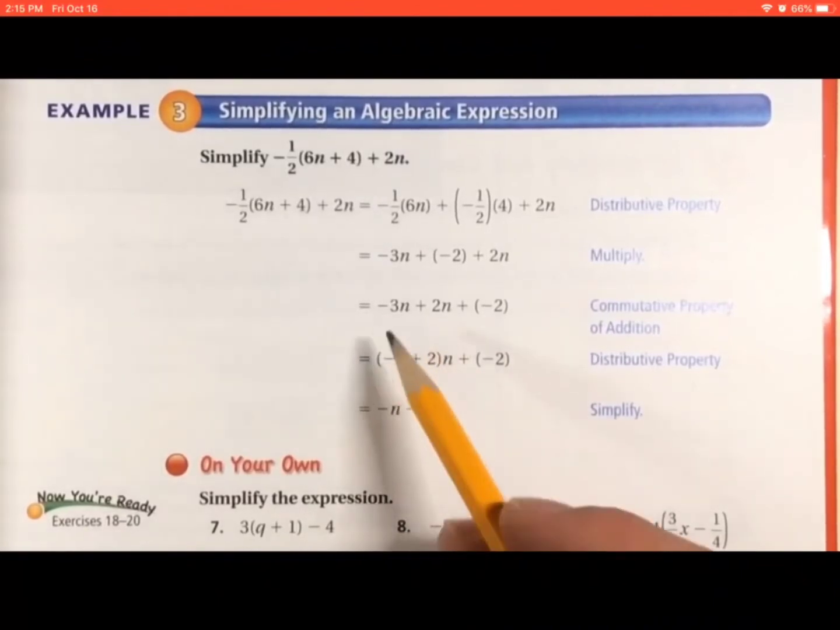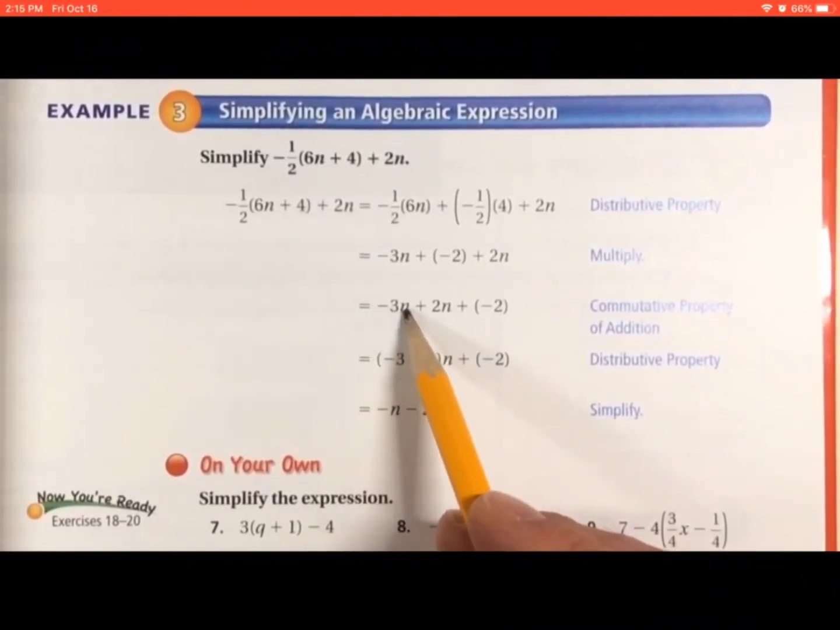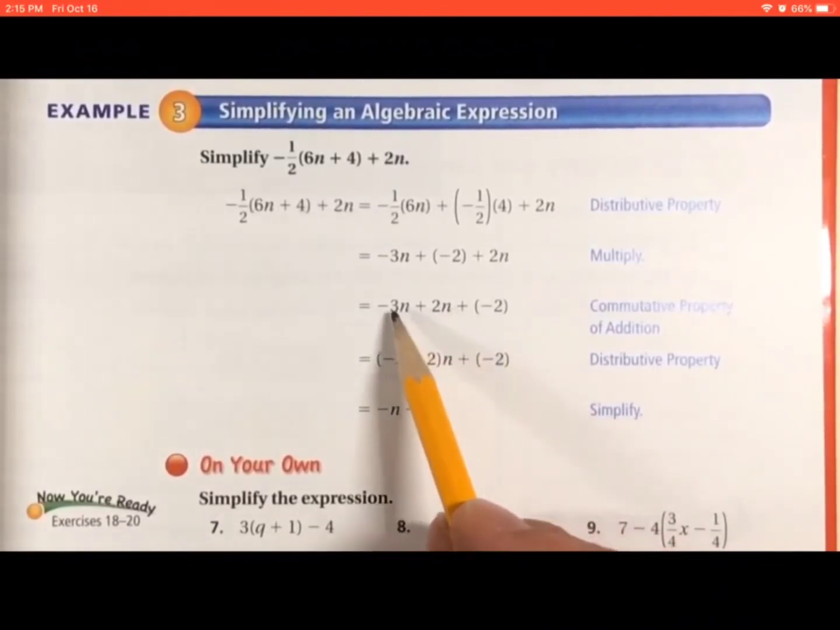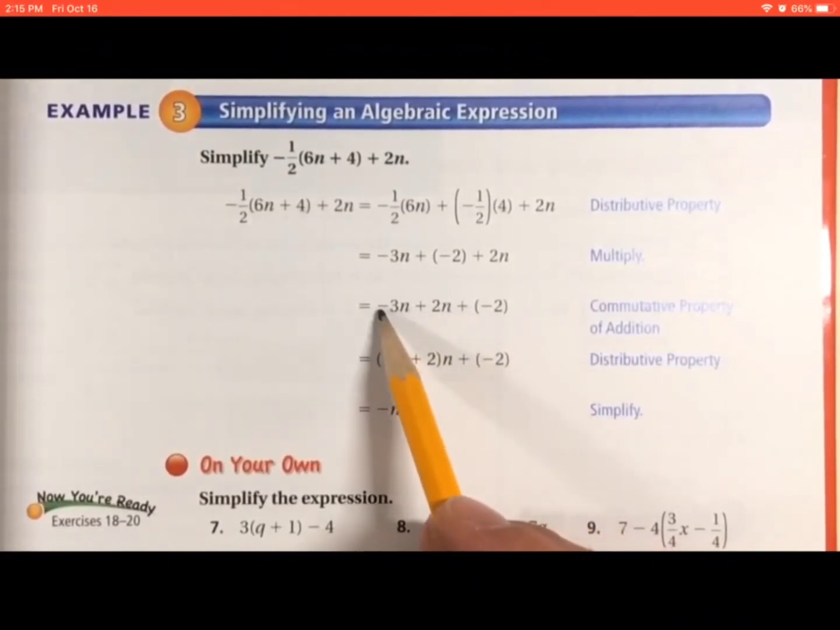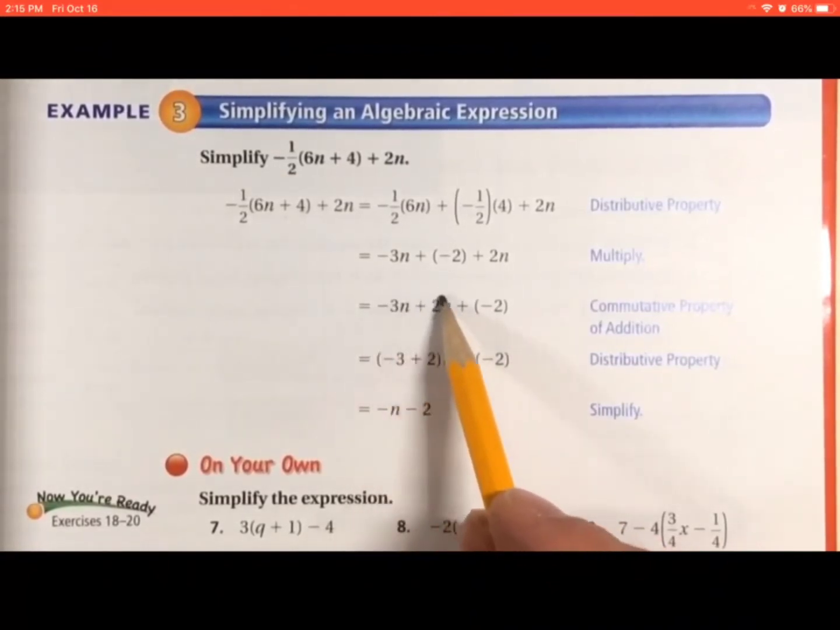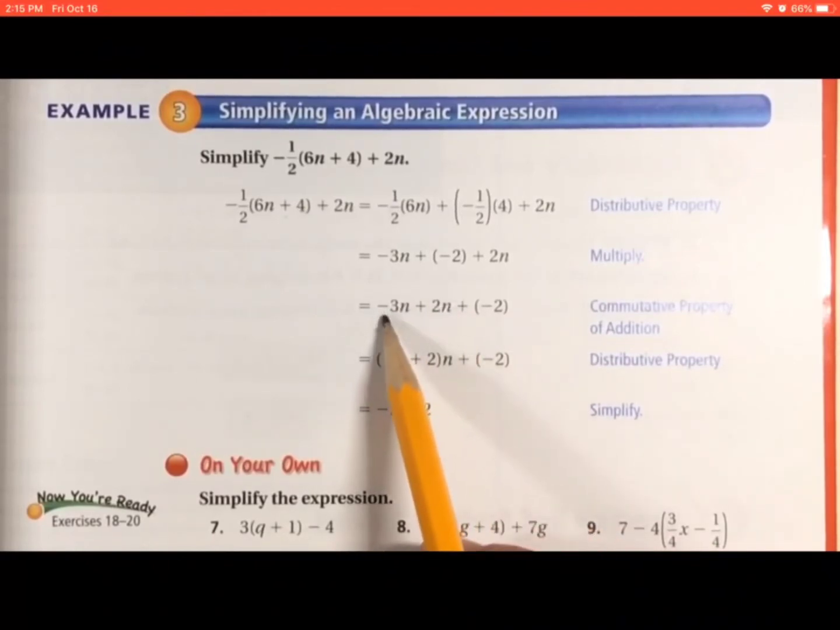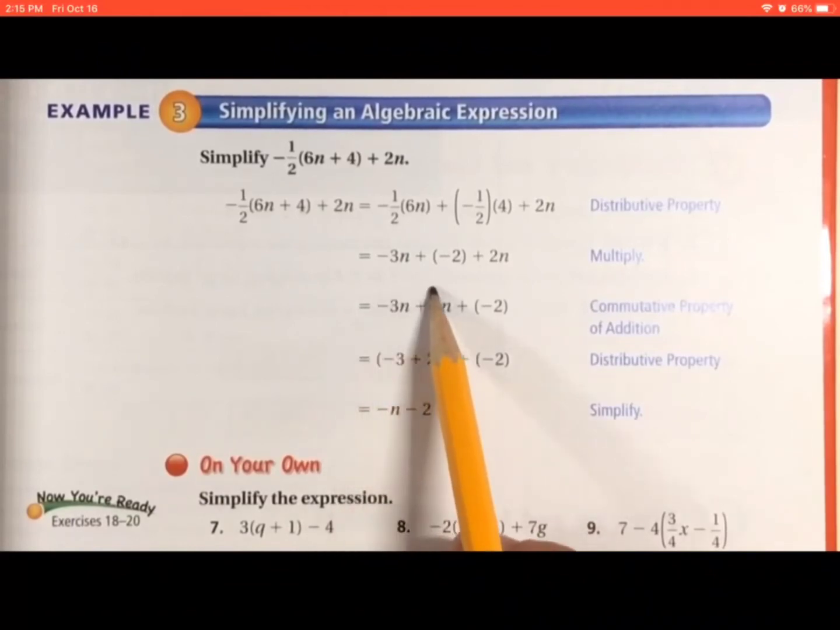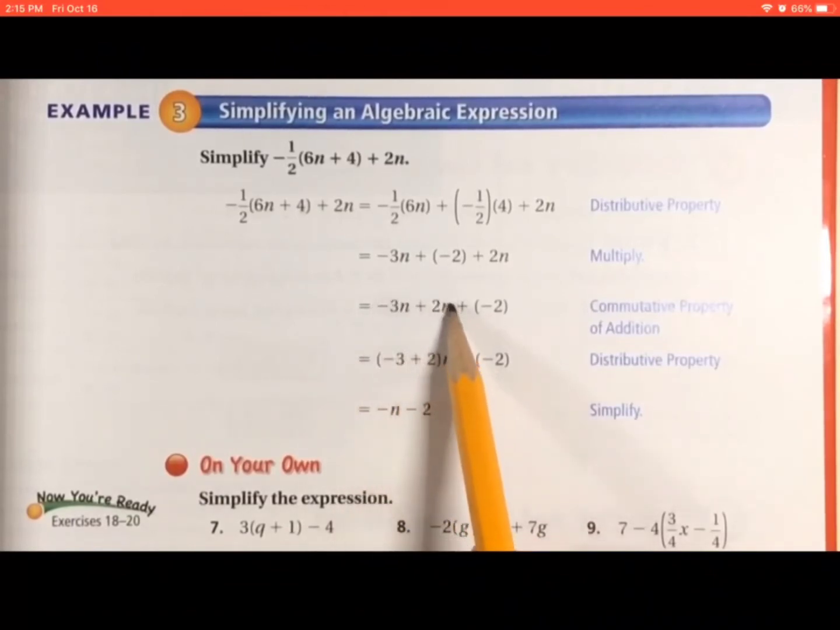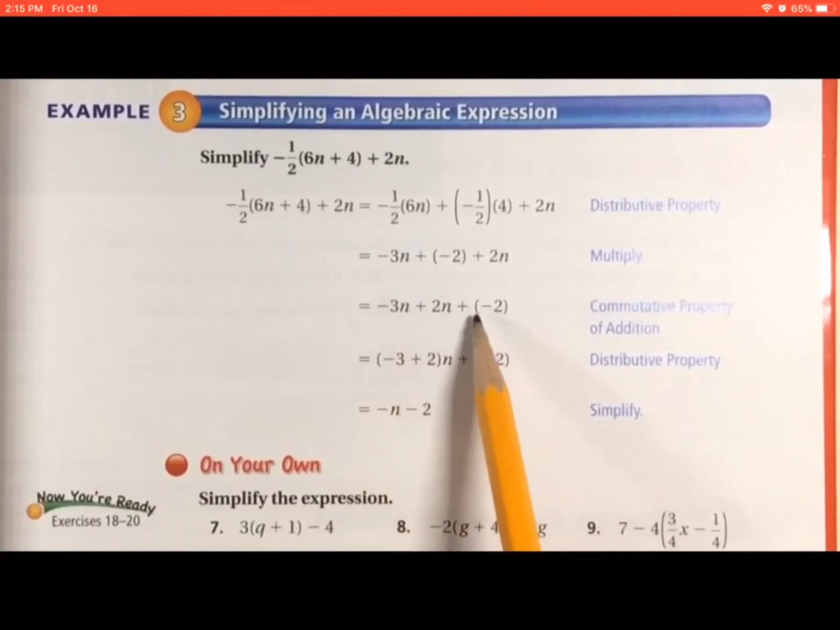And we know that negative 3n plus 2n would be, when we combine these, negative 3 plus 2, different signs, so we subtract to get 1, and we keep it negative because the negative had the larger absolute value. So these two combine to be negative 1n plus a negative 2 still.